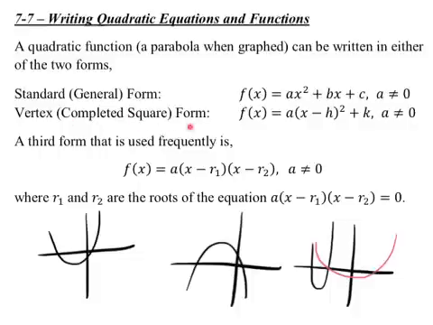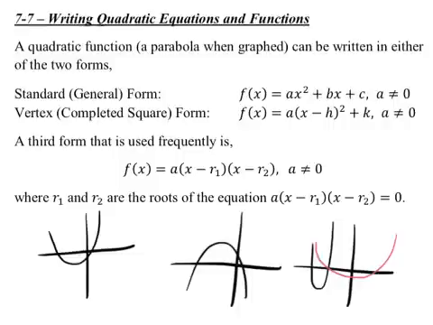Our vertex form, which we also called completed square form, is a times the quantity x minus h squared, where h is the x value of the vertex, plus k, where k is the y value of the vertex.